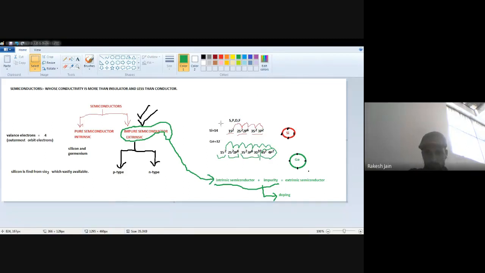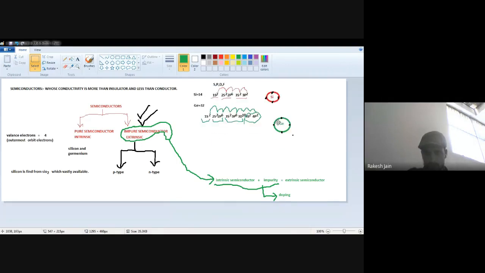I just remove this one. Shift it there for a second.